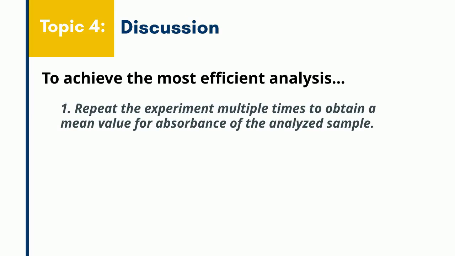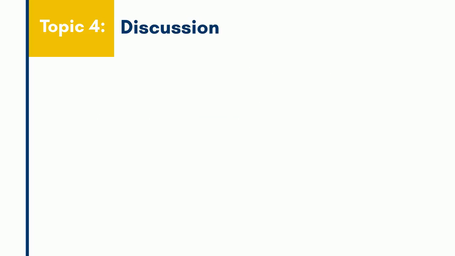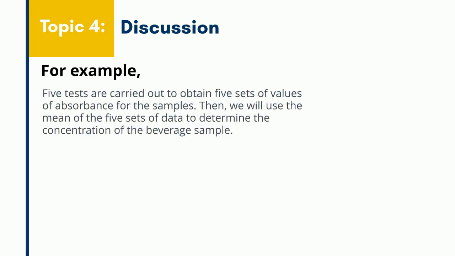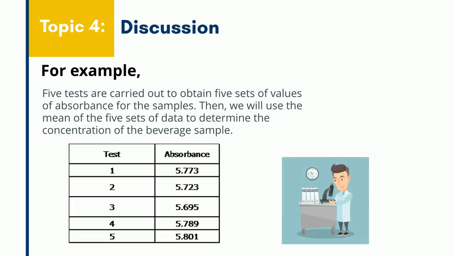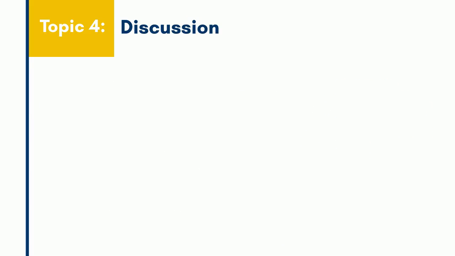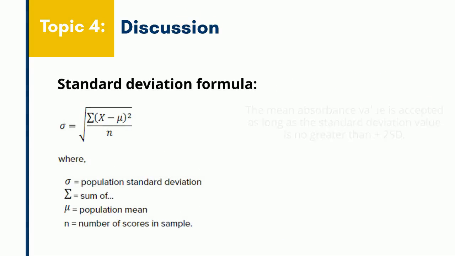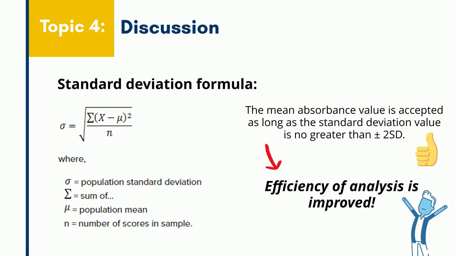And next, we can confirm the validity by referring to the calculated standard deviation value. For example, we run 5 tests to obtain 5 sets of values of absorbance for the beverage samples, and then we use the mean of the 5 sets of data to determine the concentration of the beverage sample. We confirm the validity of the mean by referring to the calculated standard deviation value afterwards. This is the formula that is used for the standard deviation. The mean absorbance value is accepted as long as the standard deviation value is no greater than plus minus 2 standard deviation away from the mean.